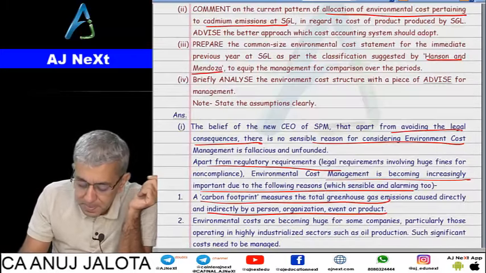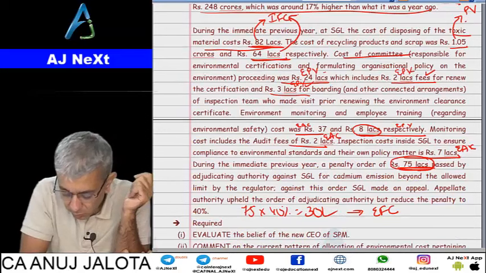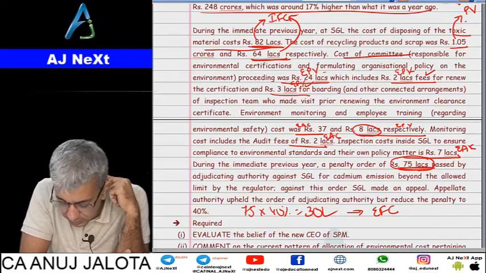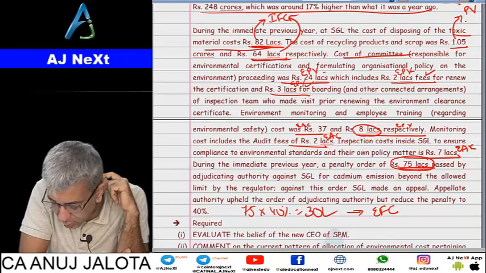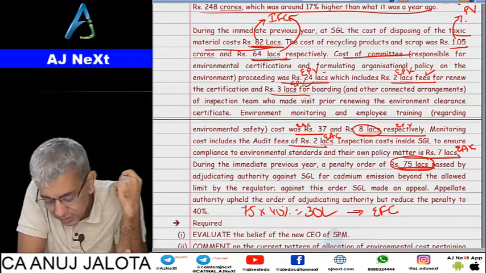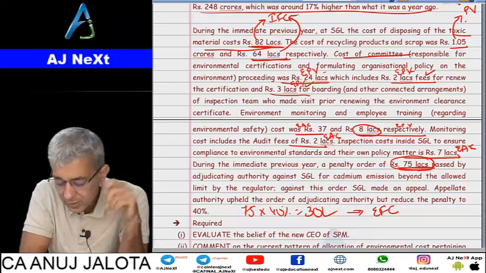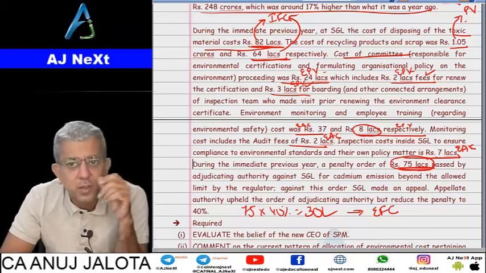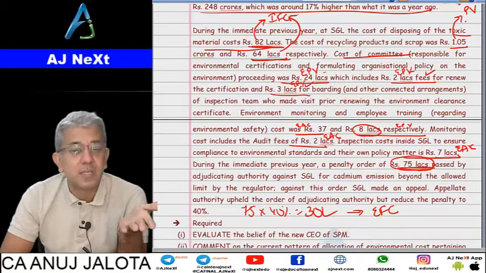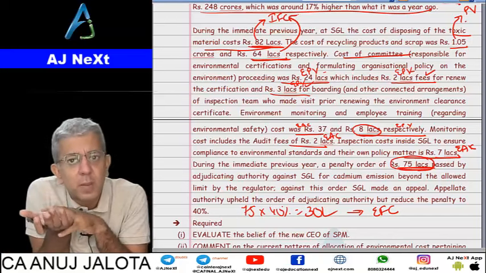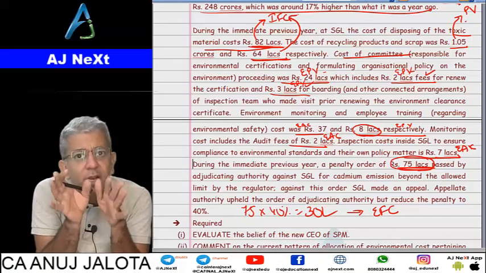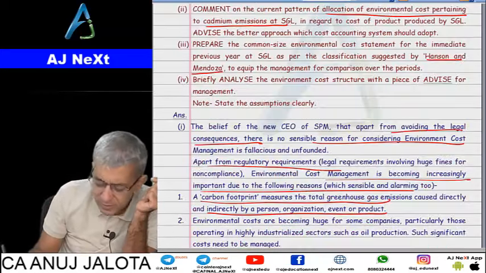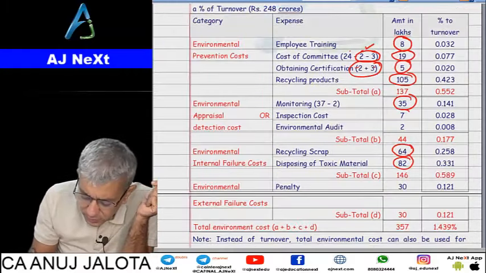Further, inspection cost includes SGL's cost to ensure compliance with the environmental standard and their own policy matters, which is 7 lakhs. Your inspection is done once your products are made. So this is done after the things, so it is always your appraisal cost only. Your inspection cost will verify that everything is in reference to whatever policies have been set. So it will come as part of this.